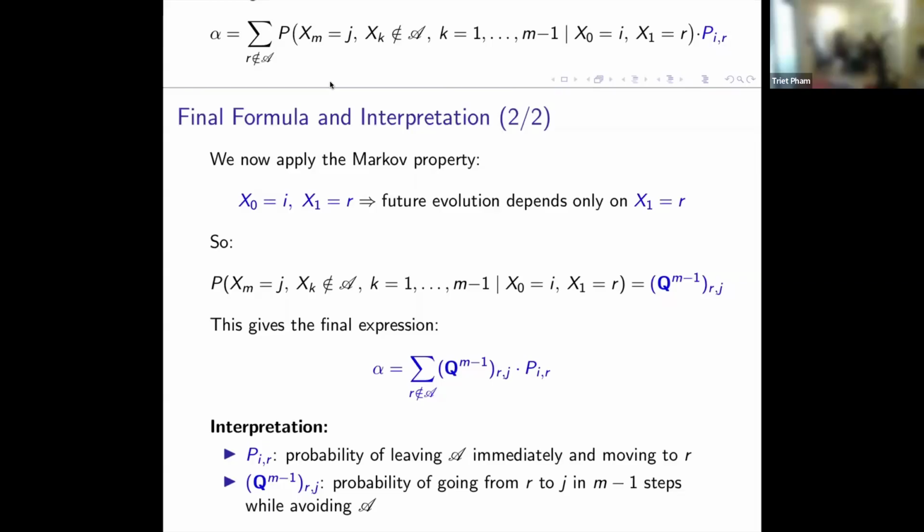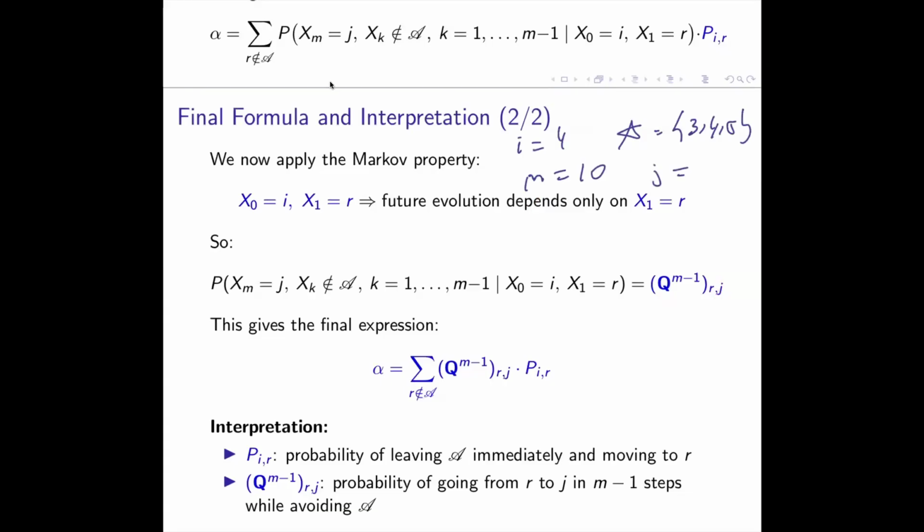Okay, so let's get numbers here. So you want to discuss this one. So here, I is in the class. So let's say in our example, let's say I equals 4, the class is 3, 4, and 5, let's say M equals 10, J outside the class, let's say J is 2.